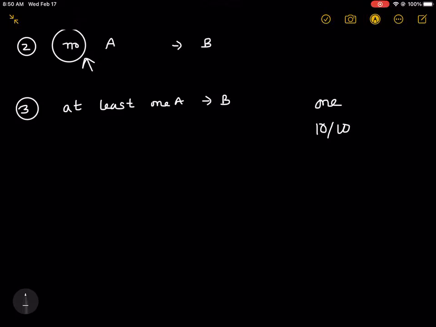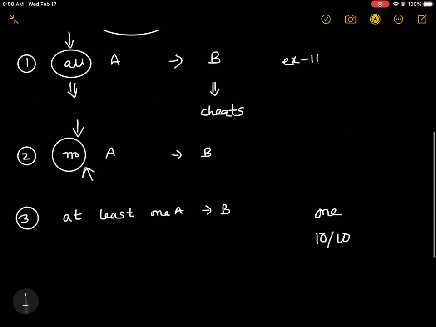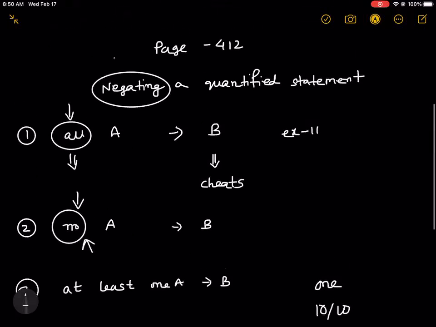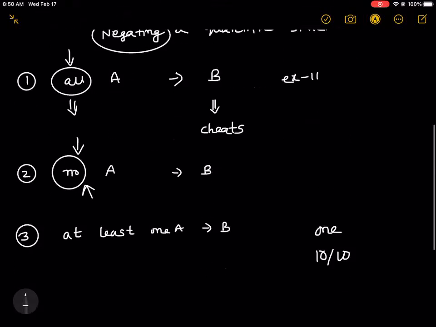That means, in other words, you have to show that everybody got less than 10. Right? Does this make sense? Again, I'm repeating myself. These are all about negating. That means you are trying to prove something wrong, trying to prove the opposite. Okay, let's quickly go to number 4.